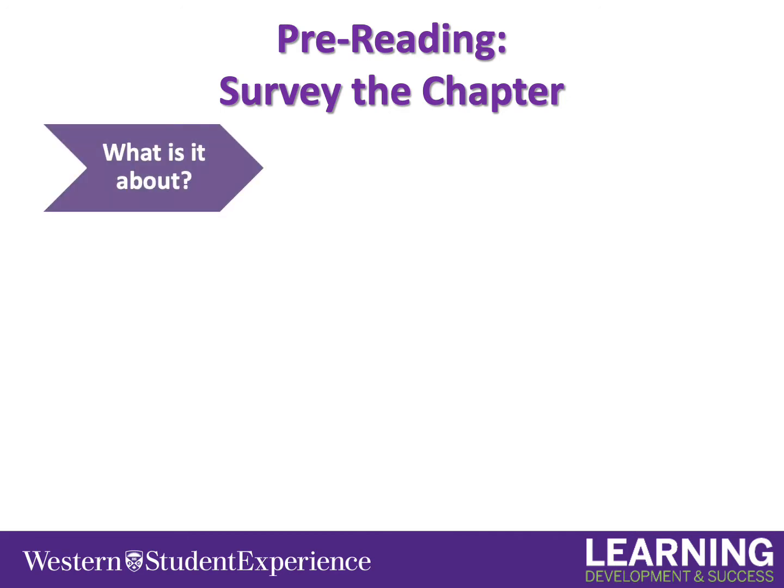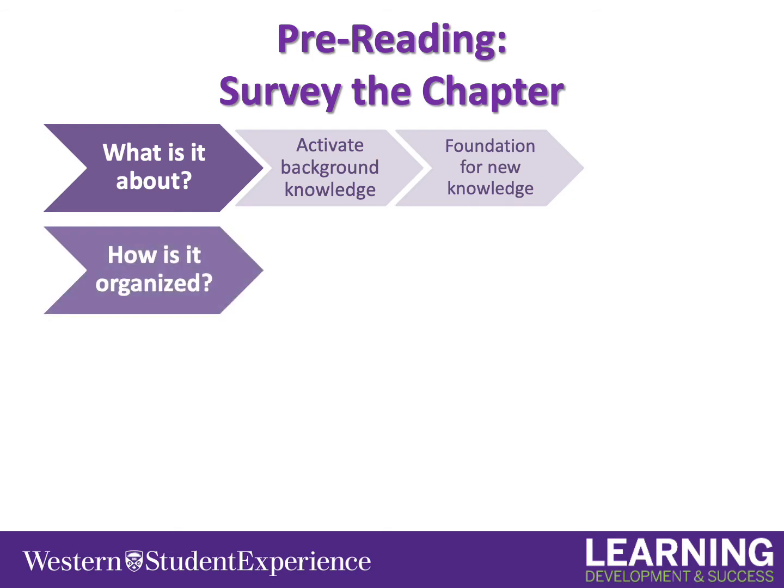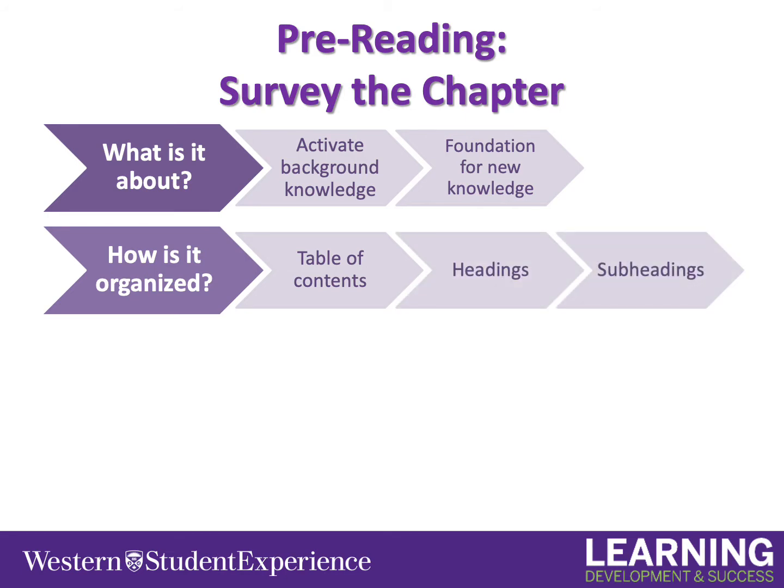First, what is it about? The goal is to activate any pre-existing background knowledge that you already have in your brain so that you can link new information to it. How is the information you're about to read organized? Browse quickly through the table of contents and any headings and subheadings to get a sense of what is covered in the chapter.